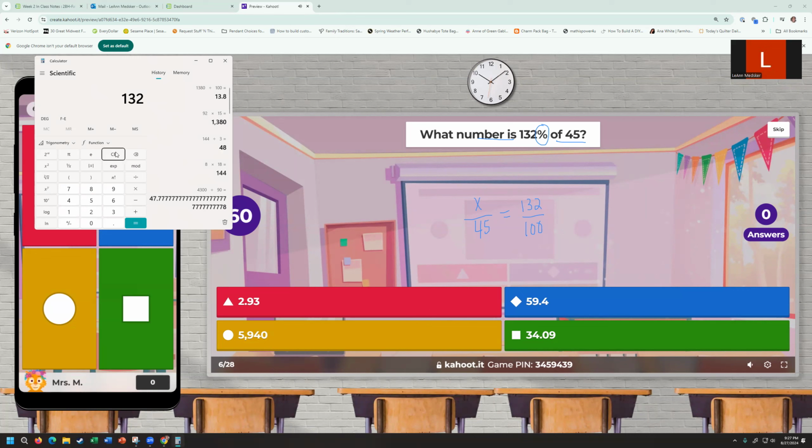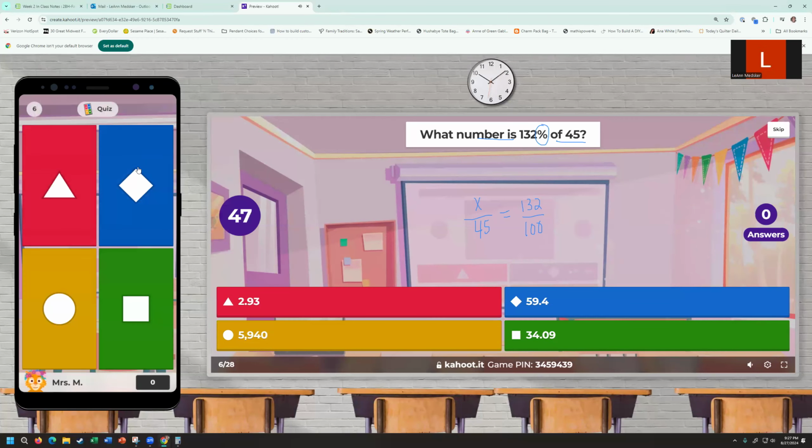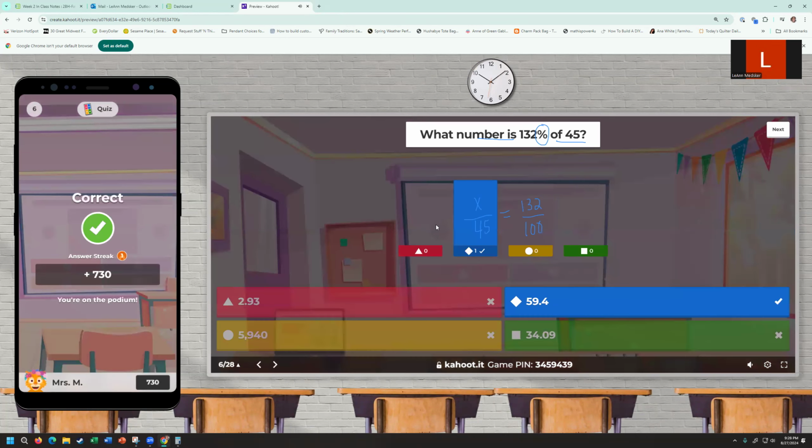You do the two numbers that are across from each other, multiply together. So that's the 132 times the 45. And then we divide by the number that is across from the variable. So that's going to be divided by 100. I get 59.4. So on my student side over here, because I'm playing as a student as well, I'm going to choose the blue diamond, which is correct.